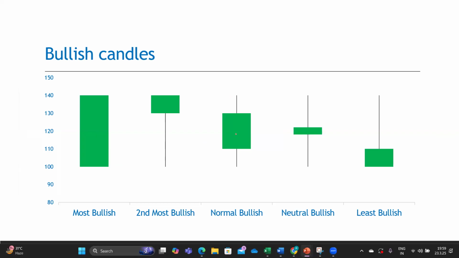Then there is something called a neutral bullish. Neutral bullish means the stock opened at 120. So see, when I say 120, this can be any price. I'm just giving you an example so that you understand the logic. This can be 1000 also, this can be 10,000 also, depending upon which stock chart you are looking at.